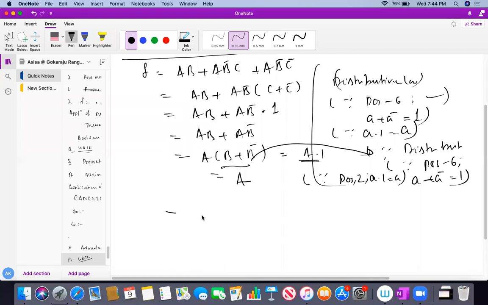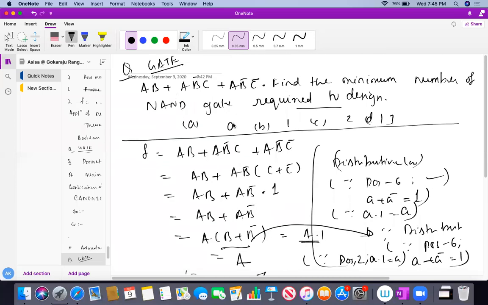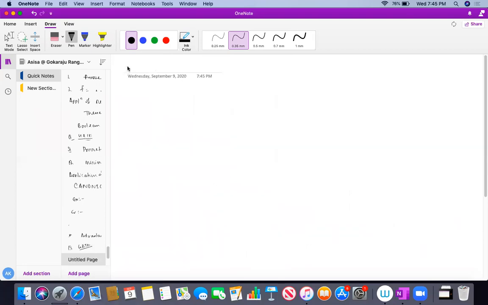See here, I can simply take a wire and run it through, and we can achieve the output. This is the digital circuit which simply passes the input. So there is no NAND gate required, and obviously option A is the answer. This type of question you can get. Next, students, we will move to the next question.